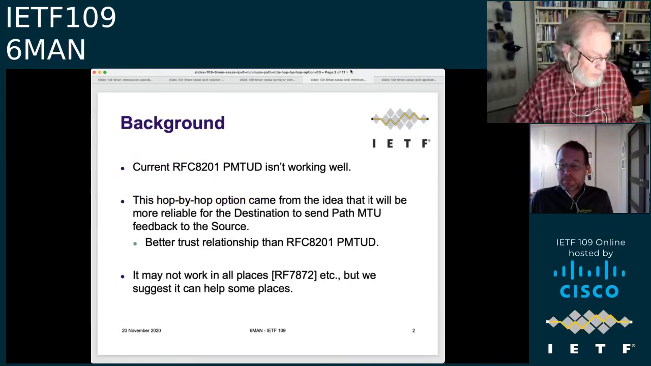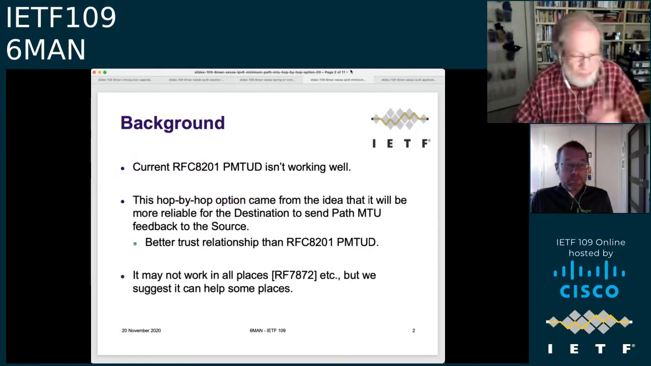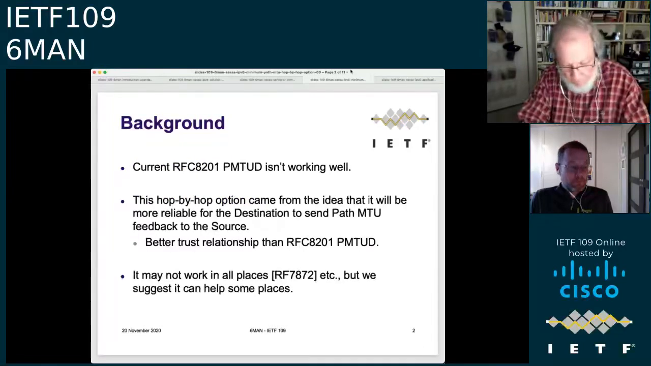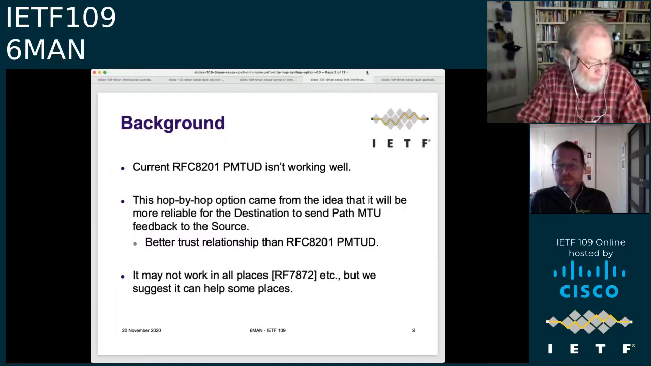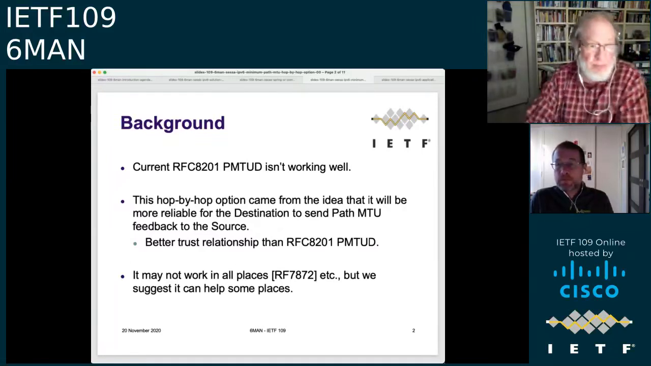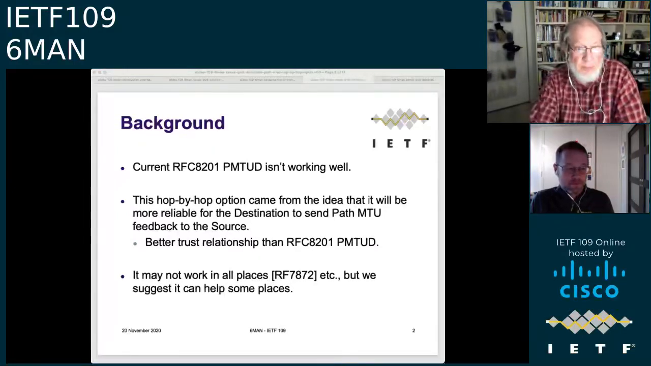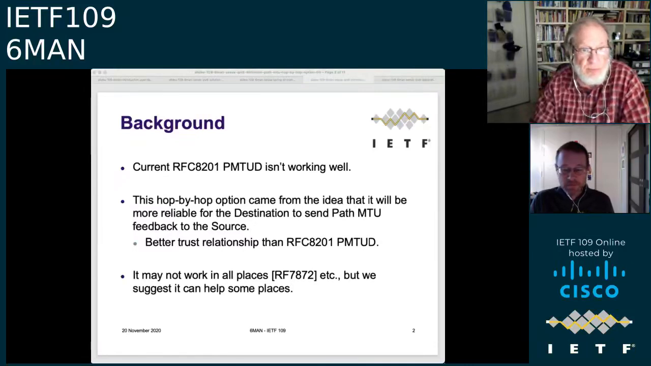The background is we assert that PathMTU discovery isn't working well, and we'll explain that in some measurements in a few minutes. The hop-by-hop option is being proposed as an idea to exchange the PathMTU that routers have. As a probe packet is sent across the network, they add the PathMTU, and we think this has got a better trust relationship than the current use of PTB messages. And before you all come to the mic to complain, yeah, we know it doesn't work in all places, and we'll prove that in a few minutes.